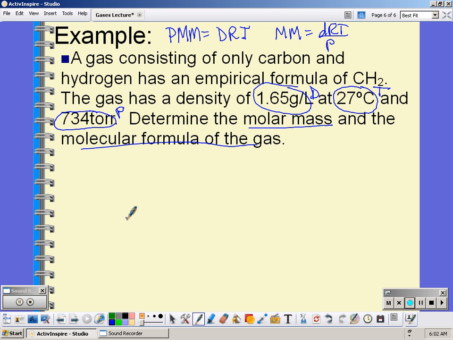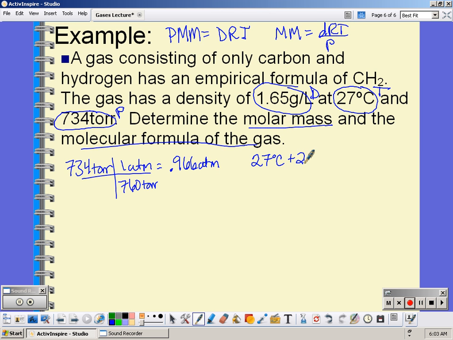Now, because I'm using the R value that has Kelvin and atm, I am going to have to make some conversions. So 734 torr, there's 760 torr to every atmosphere. That gives us 0.966 atm. And then 27 degrees Celsius plus 273 gives us 300 Kelvin. So now I can solve for my molar mass.